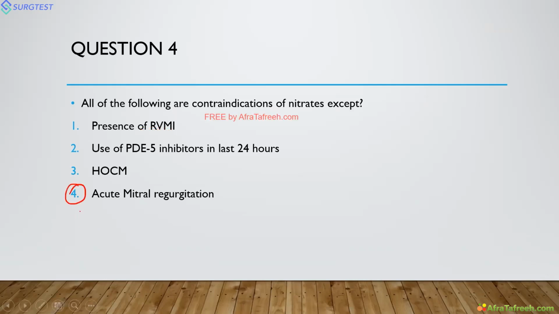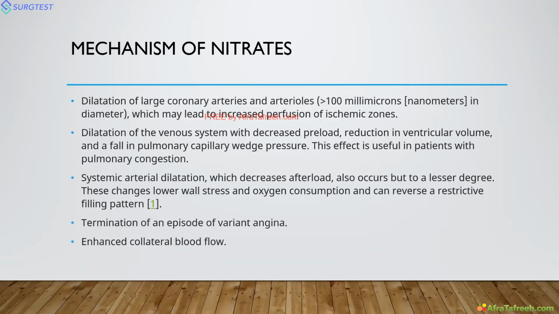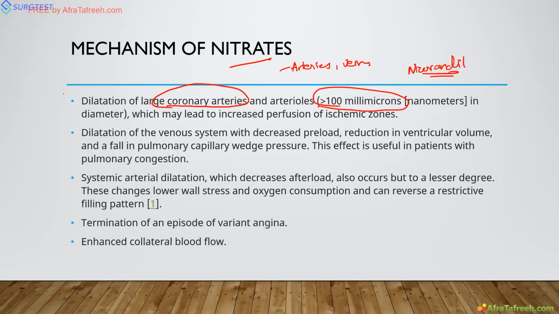So we will discuss. First we have to know the mechanism of nitrates. Nitrates dilate arteries, veins, and coronaries. They dilate coronary arteries of more than 100 micrometers. In contrast, there is another drug which we will discuss later, nicorandil. It is a potassium channel opener. It dilates coronary vessels which are less than 100 micrometers. So this is the first mechanism.